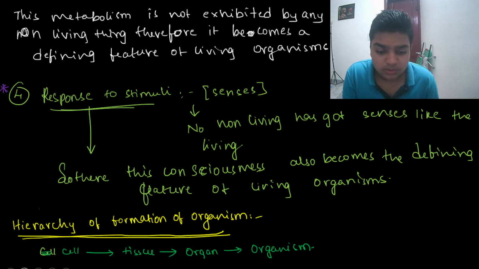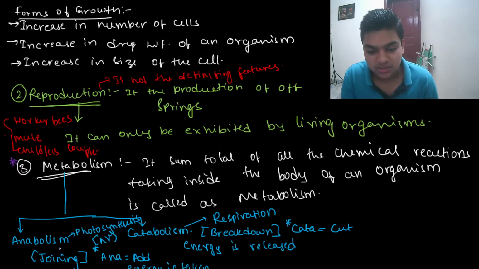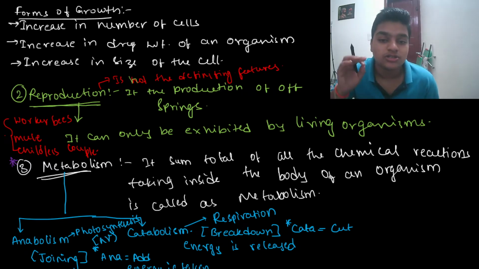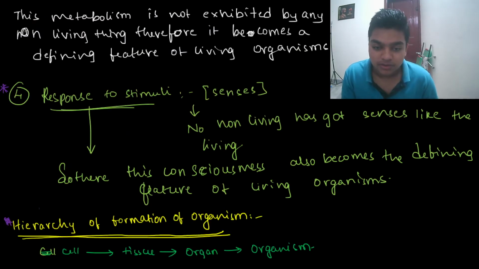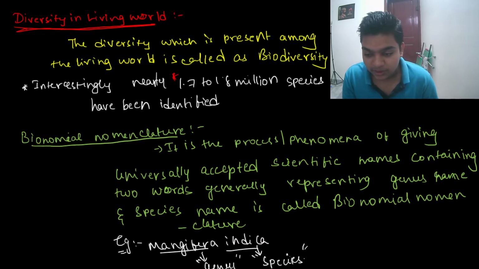So now, since we have removed reproduction, add cellular organization also as a defining feature. Cellular organization is a defining feature. Reproduction is not a defining feature, due to these three examples mainly which are mentioned in our NCERT. So that is the thing. Those are the corrections that have to be made.